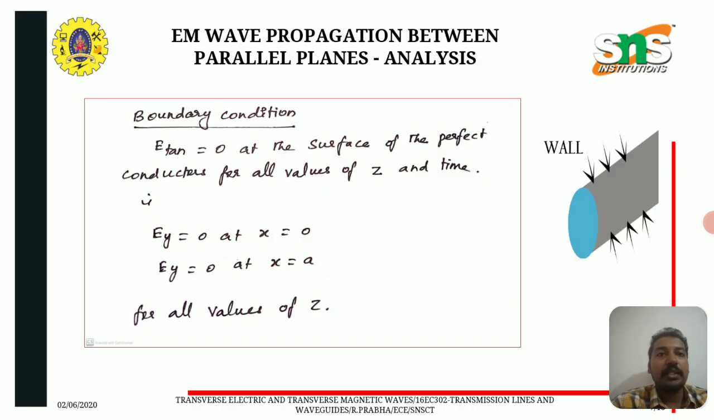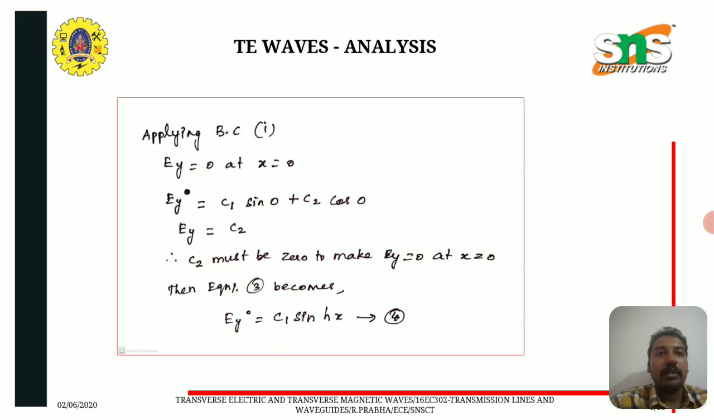The boundary conditions are Ey equal to 0 at x equal to 0 and Ey equal to 0 at x equal to a. Applying boundary condition 1, Ey equal to 0 at x equal to 0, Ey equal to C1 sin 0 plus C2 cos 0, which gives Ey equal to C2. C2 must be 0 to make Ey equal to 0 at x equal to 0. Therefore, the third equation becomes Ey naught equal to C1 sin hx.